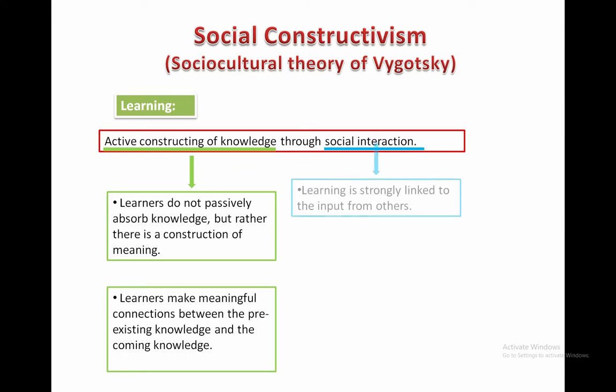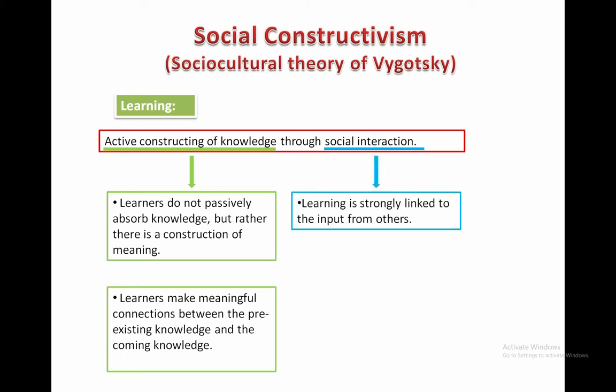The second keyword in this definition is social interaction. For Vygotsky, learning is strongly linked to the input from others. This means that learners depend on the input from others to construct their own knowledge. This seems to contradict the idea that learners actively construct their knowledge. But for Vygotsky, knowledge may be passively received, but understanding cannot be passive.